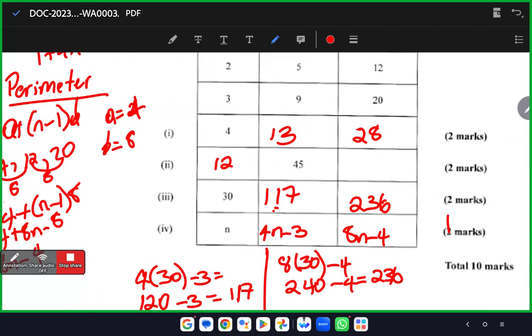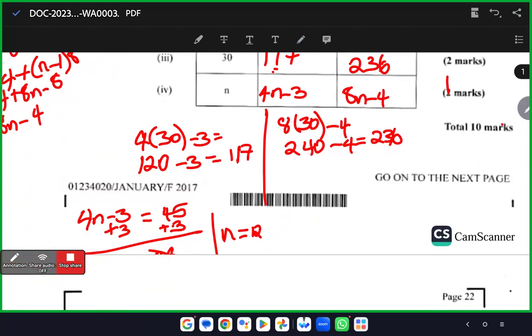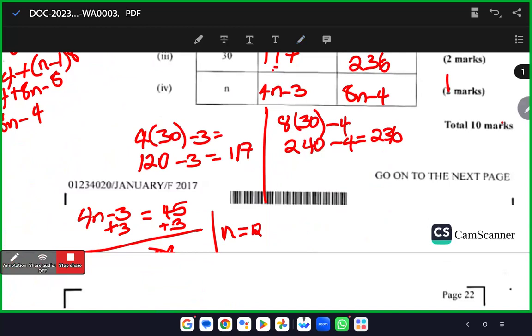Now for the perimeter of the term, as you can see, the general formula for finding the perimeter would have been 8n minus 4. And so what we do now, we know the value of n. So we can go ahead and calculate what this is. So that's exactly what I'm going to do on this page. All right, the value of n is 12.